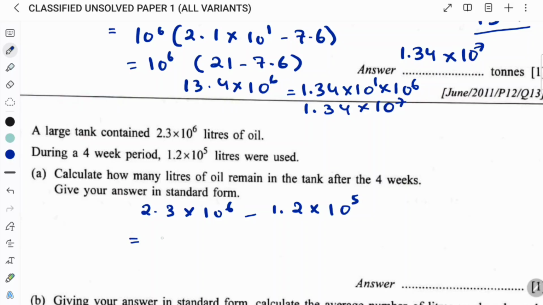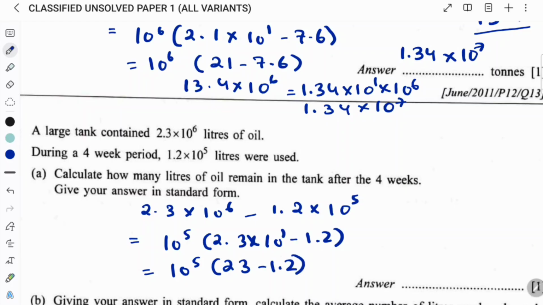Okay, again a subtraction question, common power. 2.3 into 10, 1 minus 1.2, multiply first, 23 minus 1.2, 23 minus 1.2.